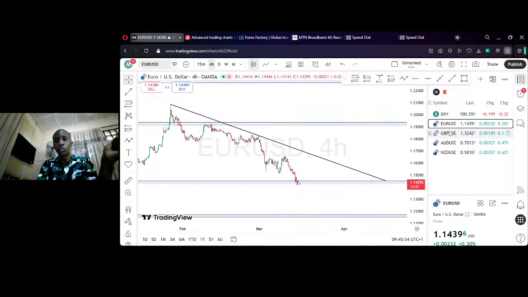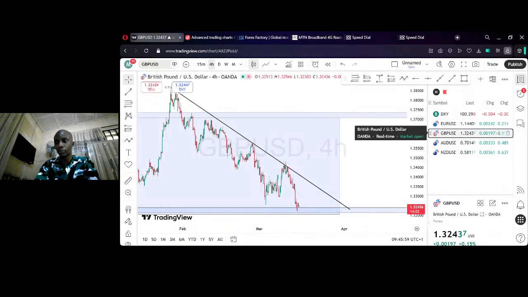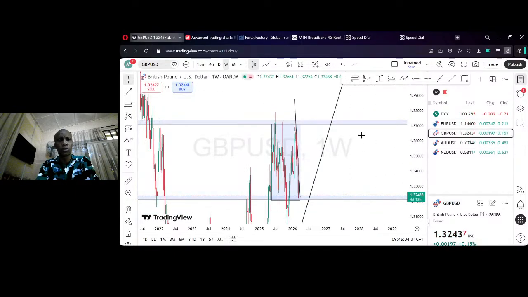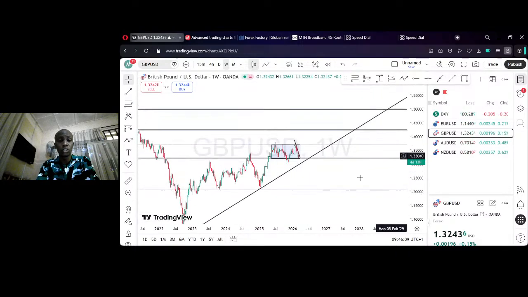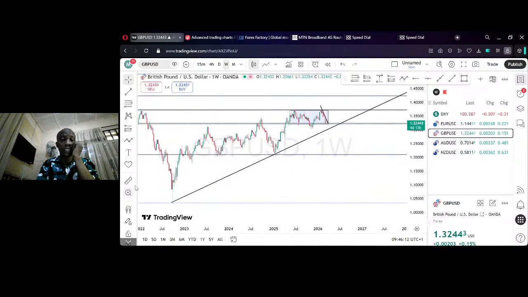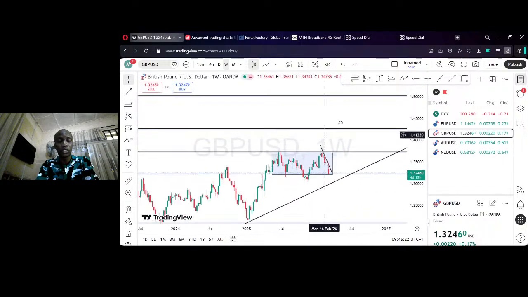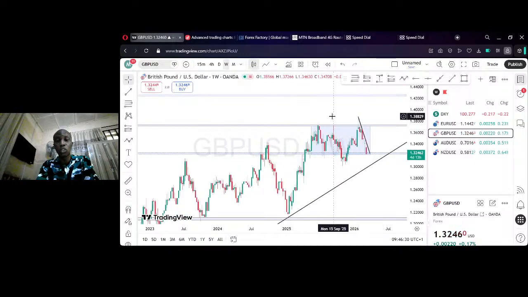So now looking at the next pair, the GBP USD. Now coming to the weekly, the higher time frame. Also on the higher time frame right here, we can see that GBP USD is bullish to the upside. Right here we have the trend bullish, creating higher highs and higher lows. It also attempted this resistance level. We have the first attempt, the second attempt, the third attempt. This is a strong level of resistance.